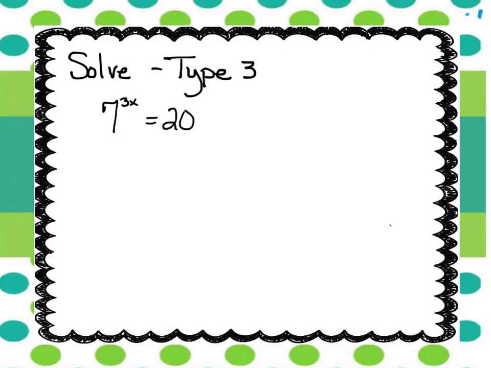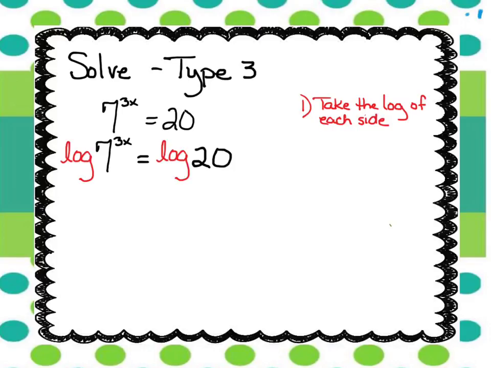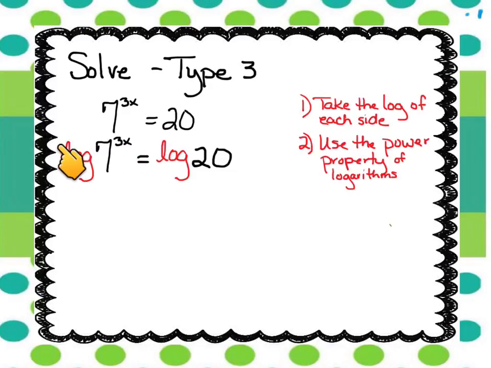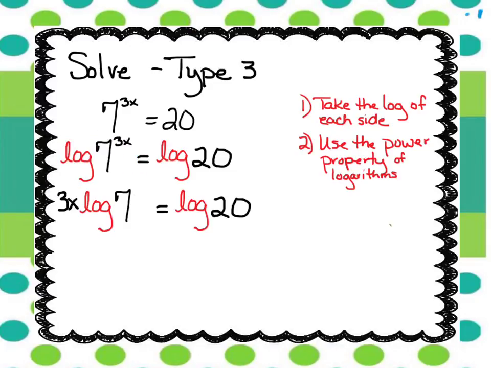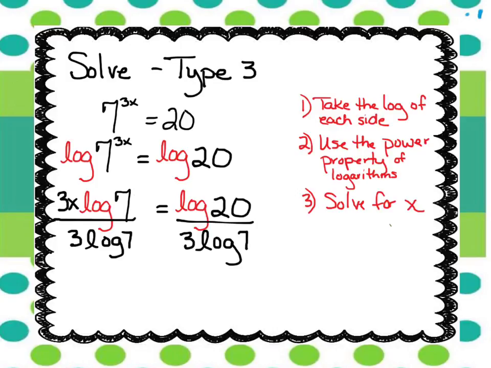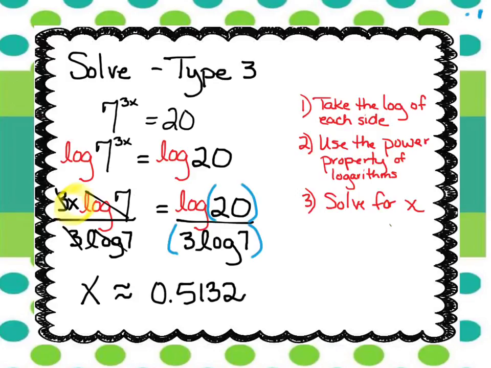All right. Now this is the third type. This is where you have bases where you can't convert them. You can't change a 7 into a 20 or vice versa. So we're going to simply take the log of each side. Golden rule says what you do to one side, you do the other. And we'll use that power property, and we'll take that 3x and cut and paste it out in the front. And now we're solving for x, so we're going to divide everything through by 3 log 7, and on our calculators, using the parentheses wisely, we will divide this out and make sure you get this answer.